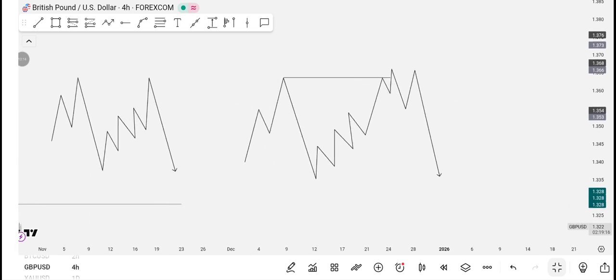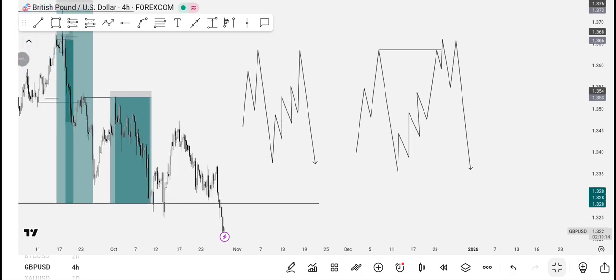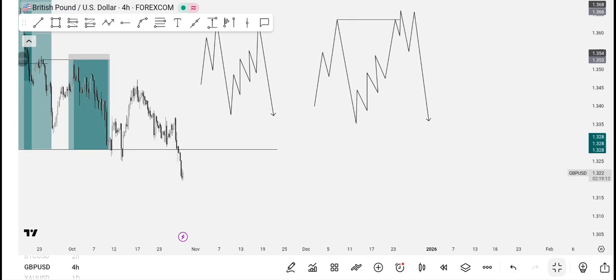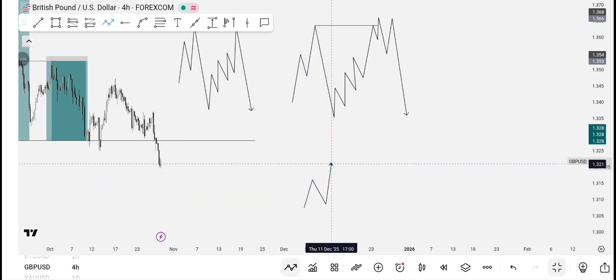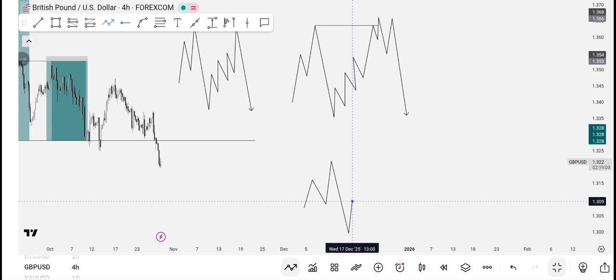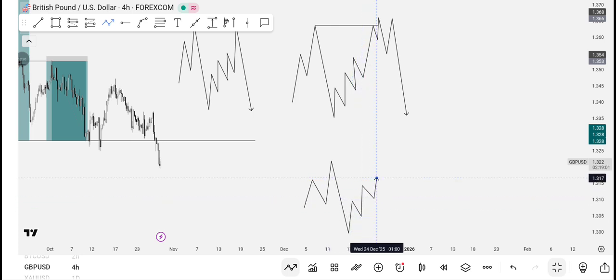Then what else? Okay. Yeah, that reminds me. You want to see something like this too, but this time around we'll be using our trend line. You want to see something like this. Then you have something like this.